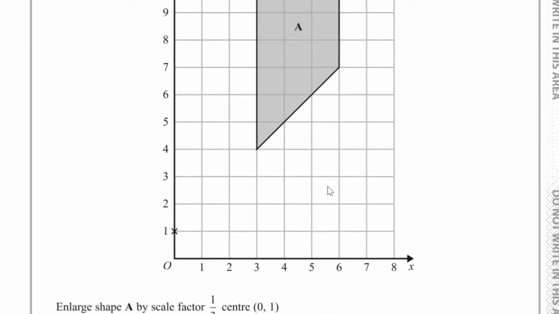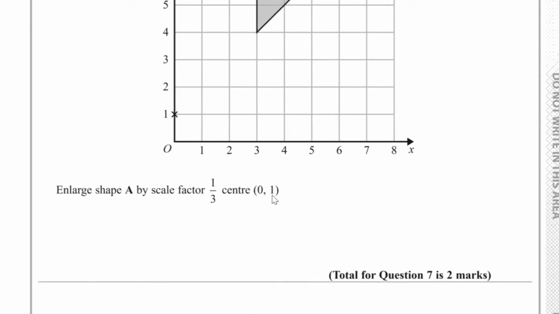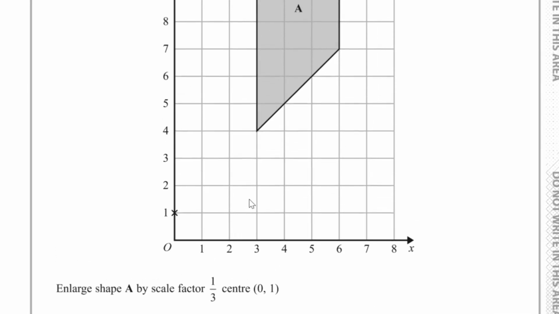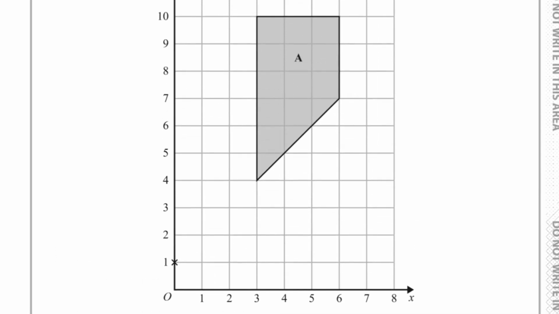Question number 7. We have to enlarge shape A by scale factor 1/3 with the centre at 0, 1. Well, here to here we go 3 across and then 9 up. Here to here we go 3 across and then 3 up. Here to here we go 6 across and then 6 up. And then here to here we go 6 across and then 9 up.